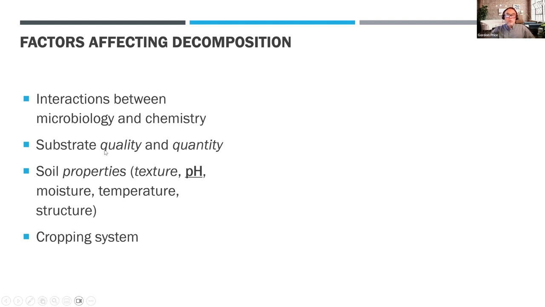So the substrate quality, that's the quality of the soil amendment itself, and the quantity that's being added, so that can be a rate of application, are important factors that will drive decomposition, what's going to be released and how quickly. Certainly considerations around the properties of the soil that you're adding to: texture, the pH in particular in our region, moisture, temperature, the structure of that soil. And overall, if we're talking about a cropping system of some sort or a managed land system, then how that land is managed will play a significant role in the interactions between all of these different factors.